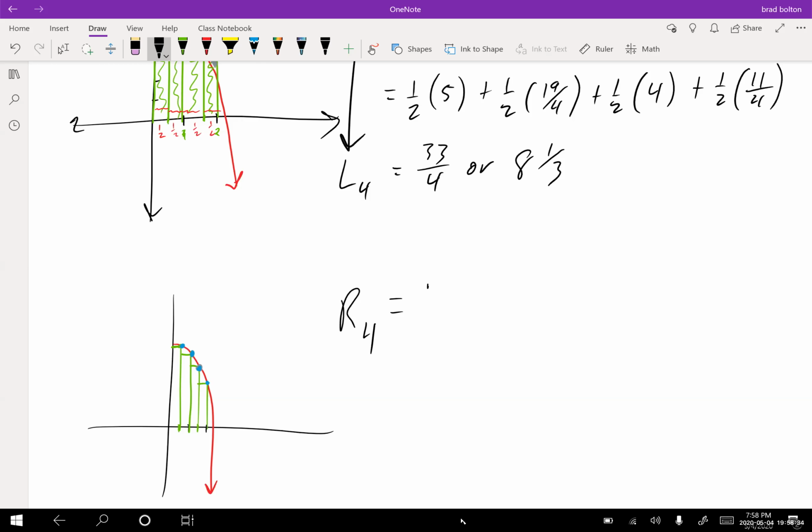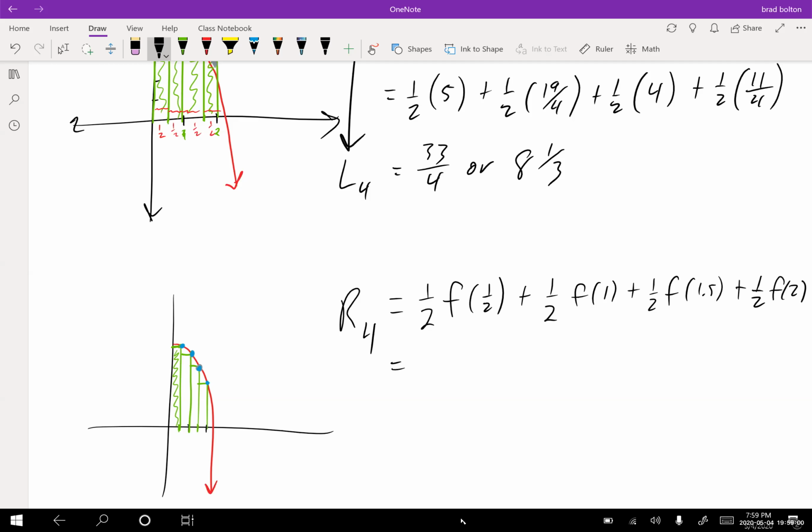This would be right endpoints. Okay. So 1/2. Now, what is the height of this first rectangle? Well, it would be f of 1/2, whatever that height is when I plug in a half. Then the next one is 1/2 times f of 1. The next one is 1/2 times f of 1.5, or 3/2. And then the next one is 1/2 times f of 2. Okay.